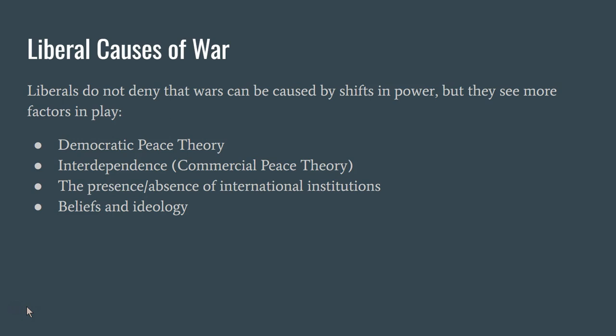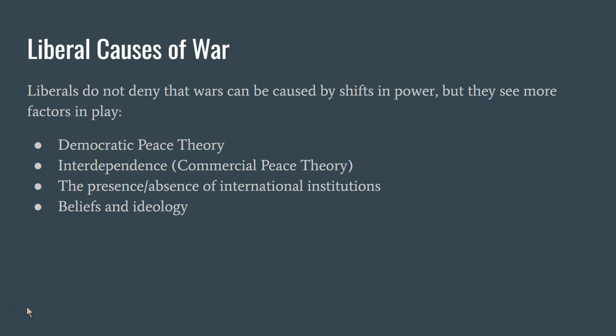And finally, beliefs and ideology. We threaten to impinge on the constructivist side of things here, but liberals also place emphasis particularly on ideology. So for instance, there are certain kinds of belief systems that are just more likely to be antagonistic to one another, say communists and capitalists during the Cold War. One of the reasons why Russia and the United States were at odds was not just because they were two superpowers, but because they had radically conflicting ideologies.